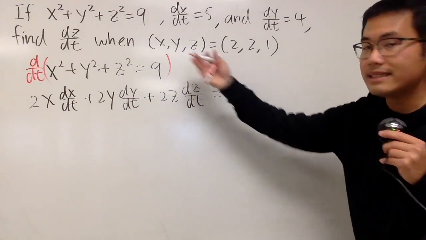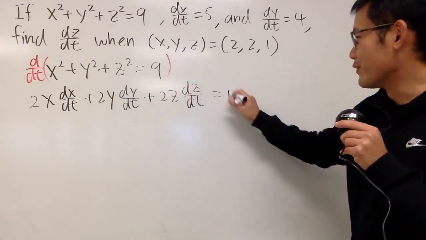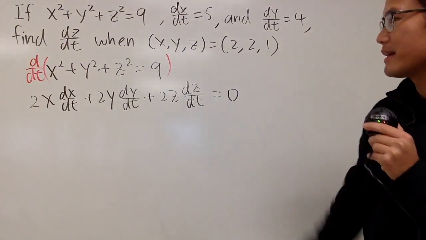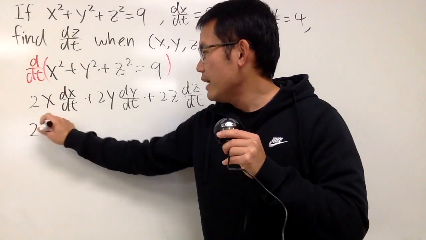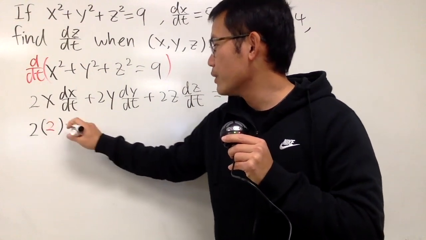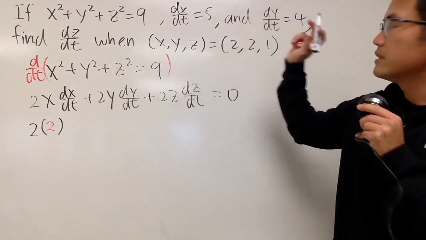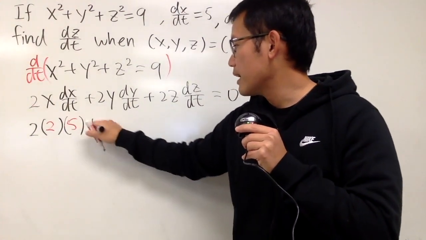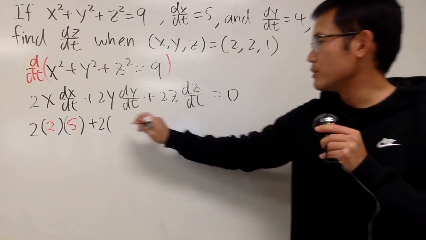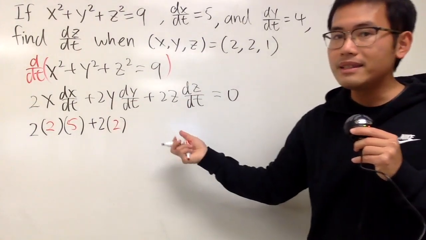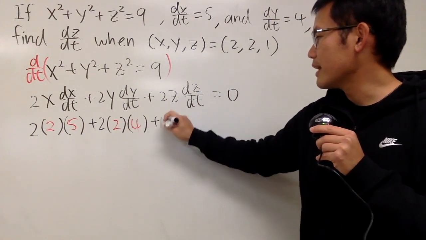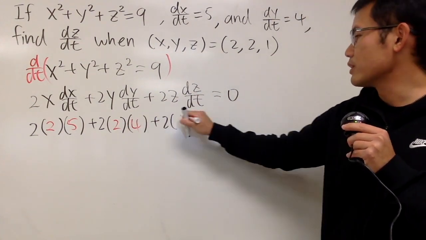And we also know that the derivative of 9 is, of course, 0. Derivative of a constant is just 0, just like this, right? And now we just have to plug in numbers. So x is 2, and we also know that dx/dt is 5. So I just put that down right here for you guys. And then plus 2 times y is 2. dy/dt is 4, so we'll just put this down right here. And then plus 2 times z is 1, so it's like this.